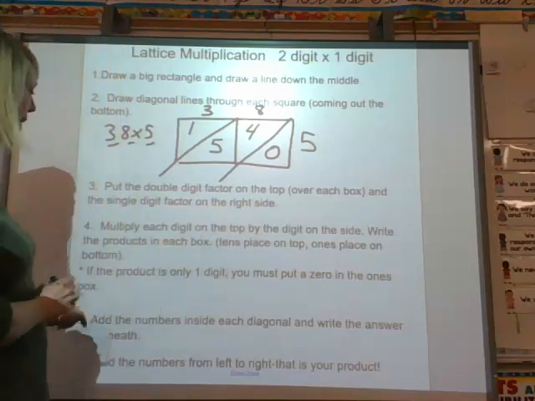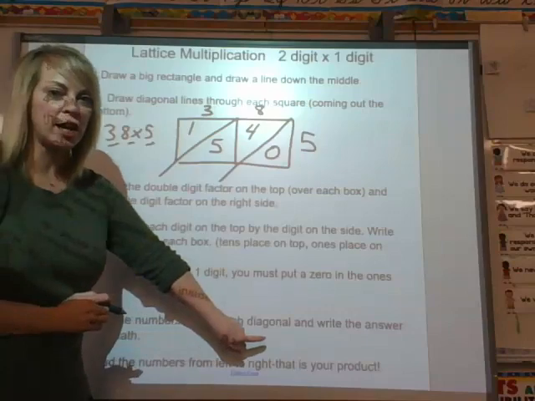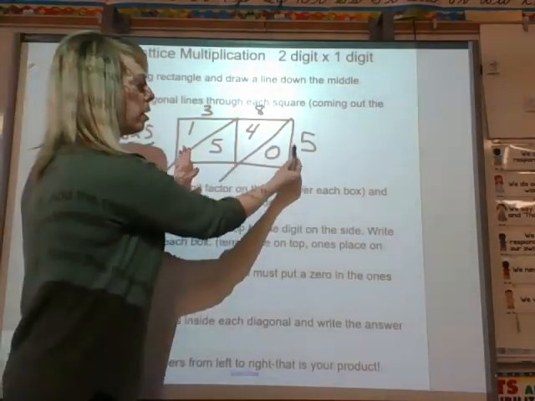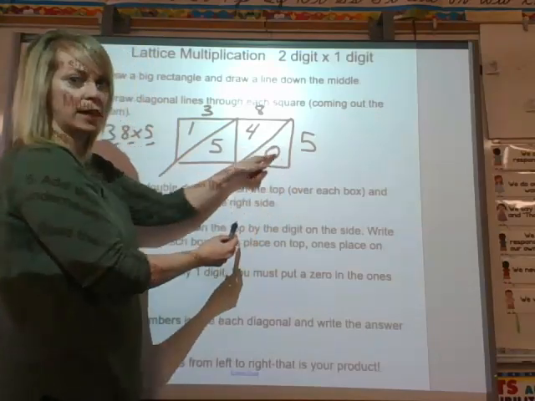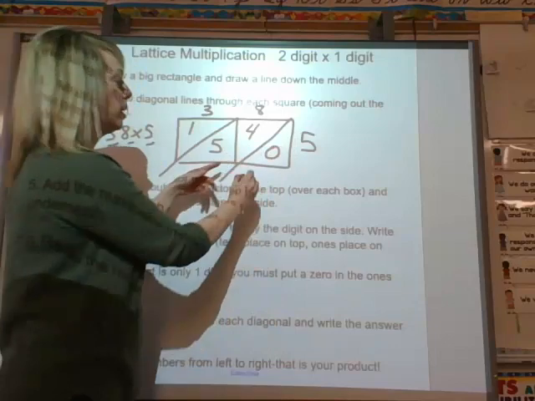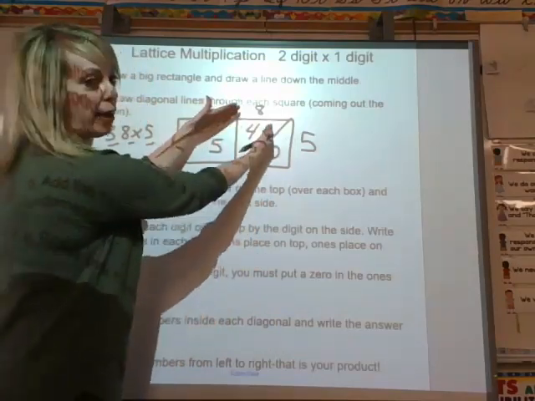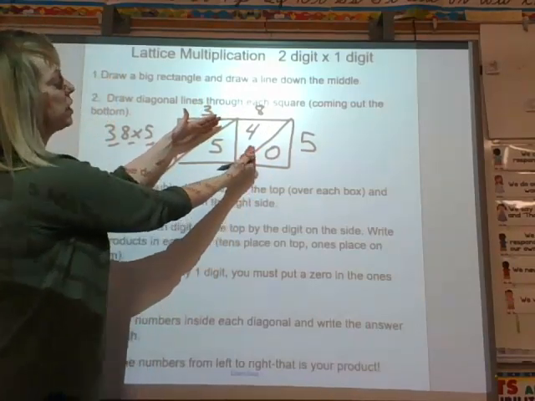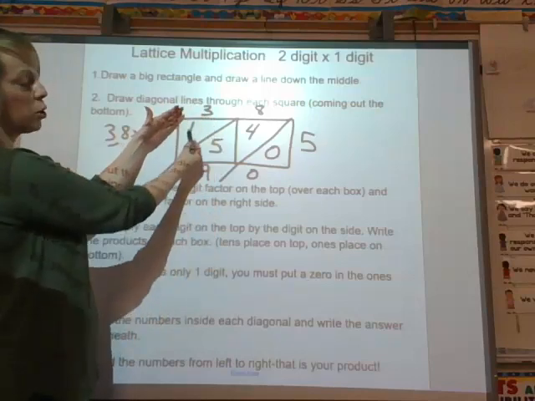Now you get to do a little bit of adding. You're going to add the numbers inside each diagonal and then write the answer underneath. I'm going to start over here on the right-hand side. I'm going to add up whatever's in this diagonal, so 0 plus nothing is 0. Then I'm going to go to my next diagonal, and I'm going to add the 4 plus the 5. I'm only looking in here. So 5 plus 4 is going to be 9. And then my last one, there's only a 1 here.